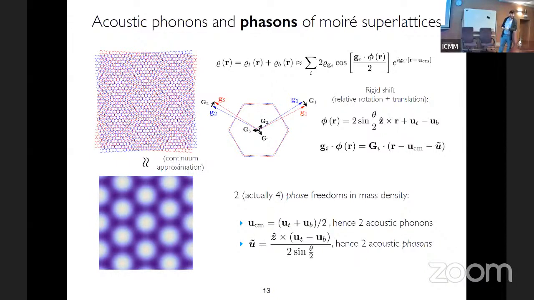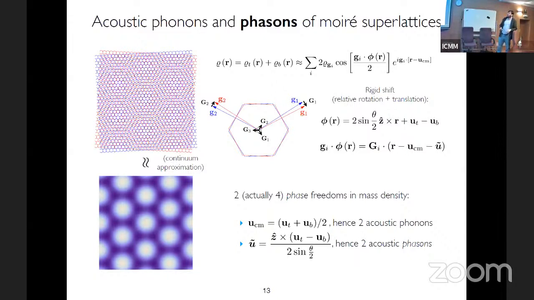But the point that I wanted to emphasize with this kind of trivial construction is that there are actually four phase freedoms related to the relative position of one layer with respect to the other in space, that basically parameterize physically different but energetically equivalent mass densities. So one is just the center of mass of the bilayer, a rigid translation of the bilayer in space, and that is going to be related to an acoustic phonon.